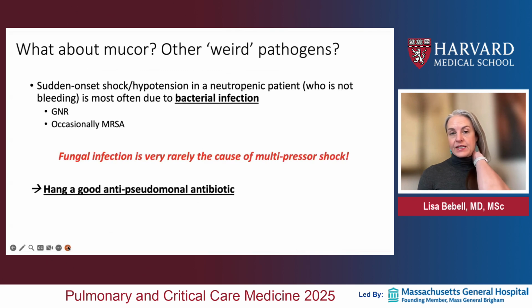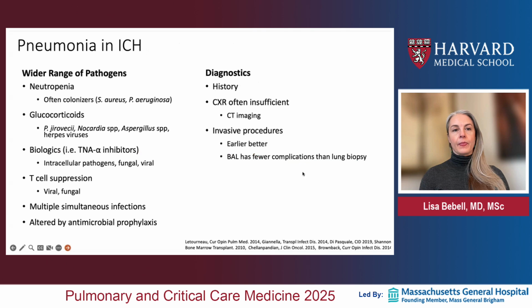One of the questions that I often get asked as an infectious disease specialist is whether mucor or other weird pathogens are the cause of the patient's sepsis. As I mentioned previously, they definitely can occur, and obviously our immune-compromised hosts are at higher risk. However, sudden onset shock and hypotension in a neutropenic patient is almost always bacterial infection, and fungal infection is very rarely the cause of multi-pressor shock. The only fungal infection that really commonly does this is Candida, and that's still much less common than gram-negative rod or MRSA infection. So again, really hanging a good anti-pseudomonal antibiotic is critically important.